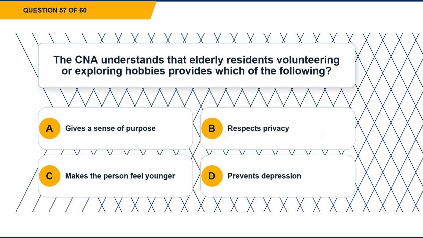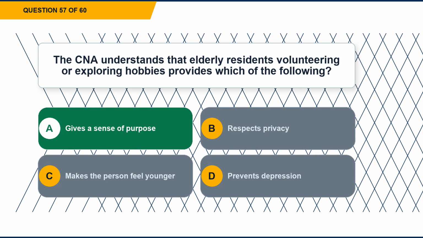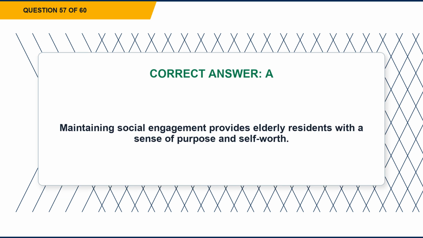Question 57. The CNA understands that elderly residents volunteering or exploring hobbies provides which of the following? Option A. Gives a sense of purpose. Option B. Respects privacy. Option C. Makes the person feel younger. Option D. Prevents depression. The correct answer is option A, gives a sense of purpose. Explanation: maintaining social engagement provides elderly residents with a sense of purpose and self-worth.